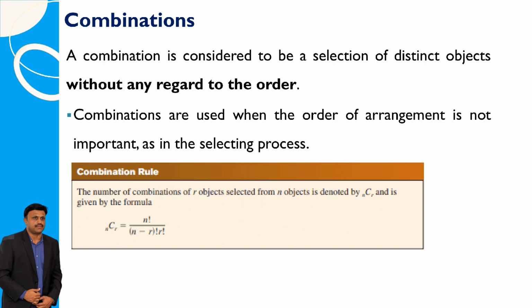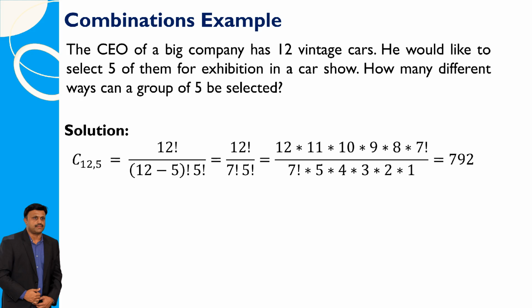A combination refers to the selection of distinct objects where the order does not matter. It is used in scenarios where the arrangement of the items is irrelevant, focusing solely on the choice of items themselves. The CEO of a large company has 12 vintage cars and wants to select 5 for an exhibition. To determine the number of different ways to choose 5 cars from the 12, we use the combination formula, which is calculated as 792. Therefore, there are 792 different ways to select 5 cars from the 12.